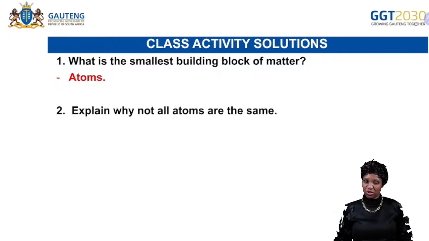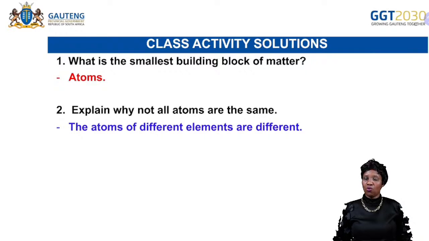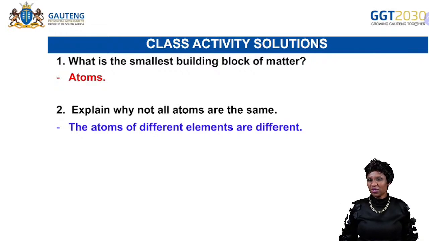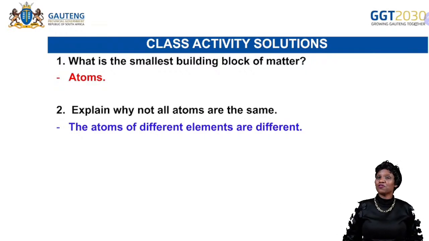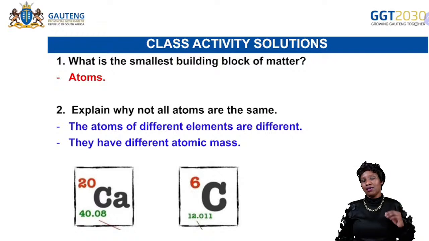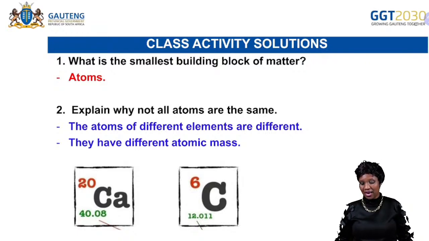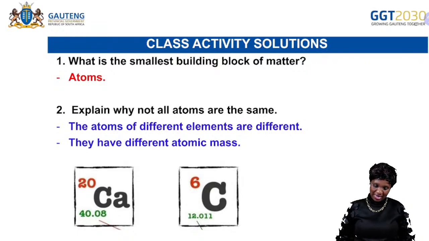And then question number 2, explain why not all atoms are the same. Why are atoms not the same? Atoms of different elements are different. Remember, elements are different. Therefore, the atoms of different elements are also different. They have different atomic number and also different atomic mass.